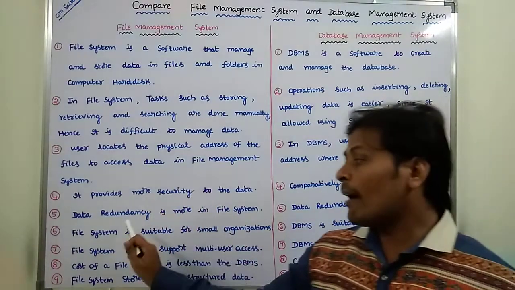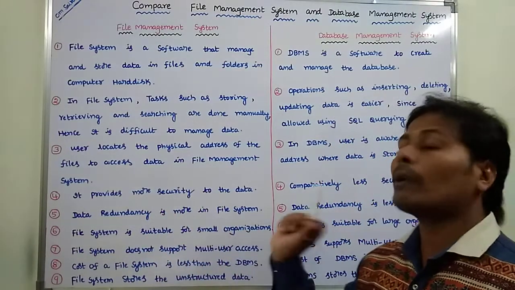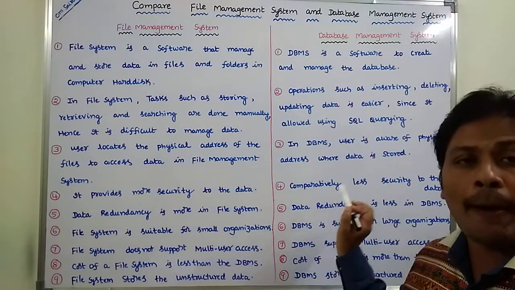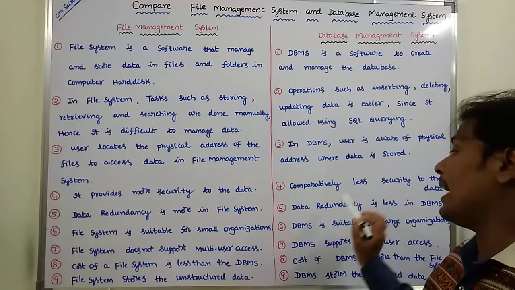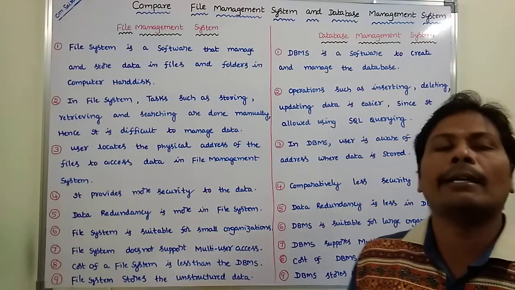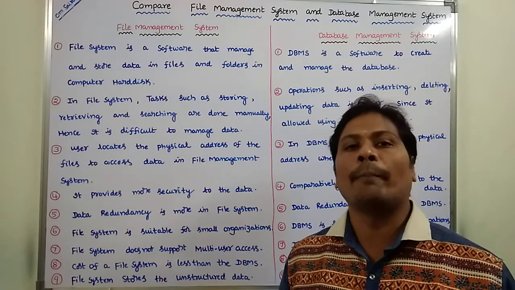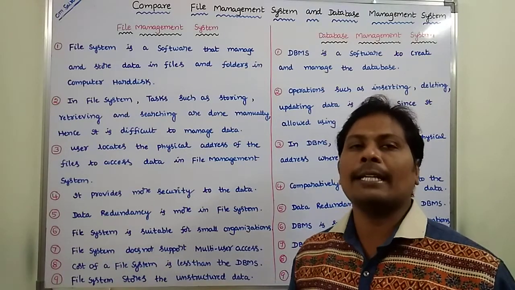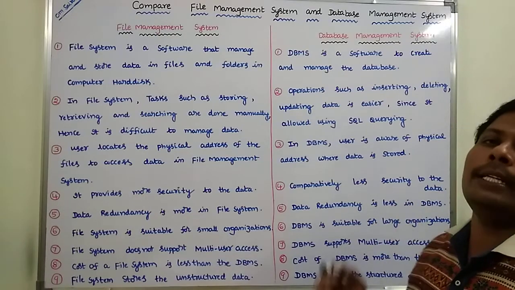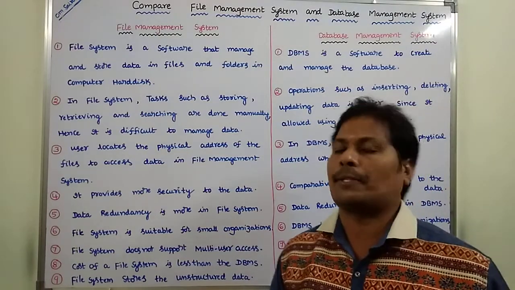So data redundancy is more in the file system, whereas in the case of a database management system, data redundancy is less because all the data is stored in the database. Because of that reason, data redundancy is low in a database management system.